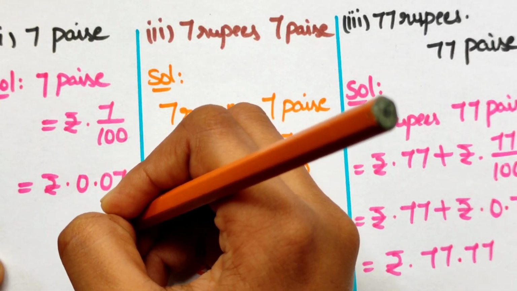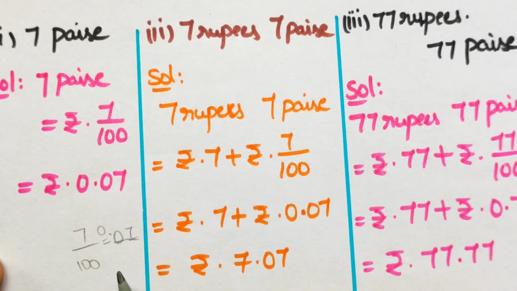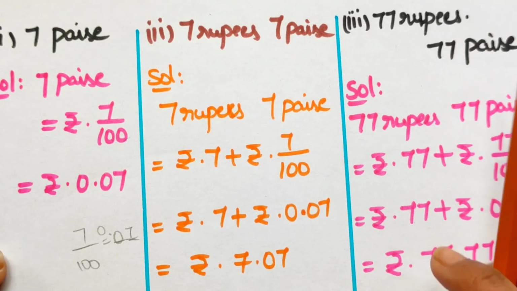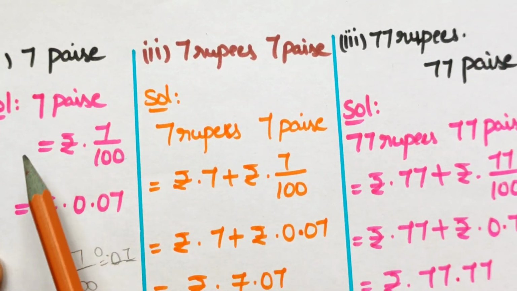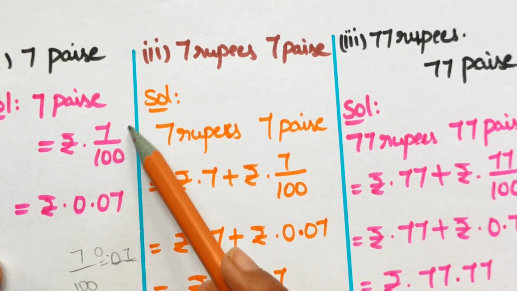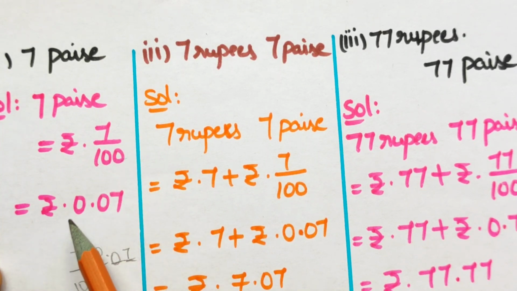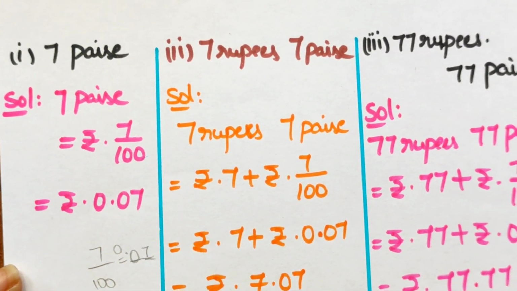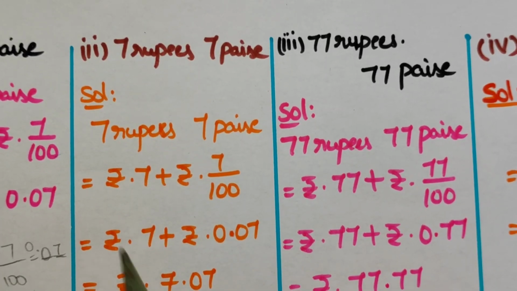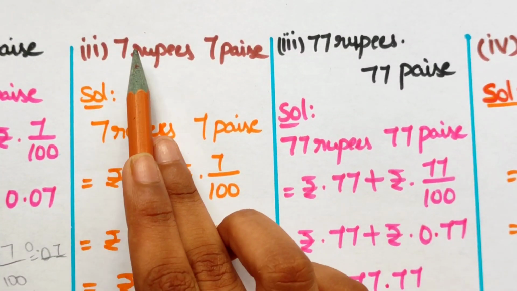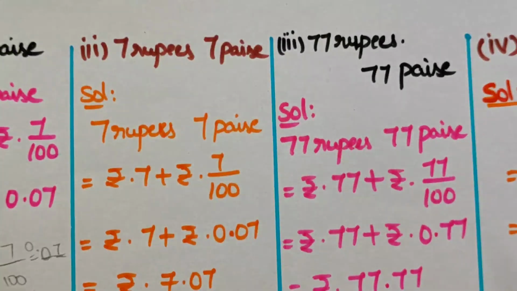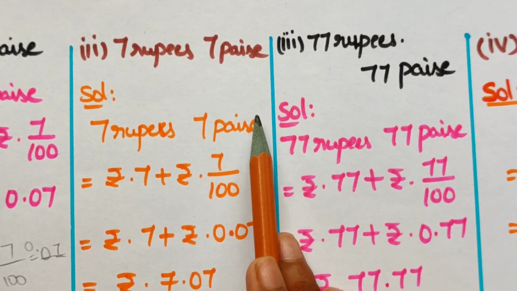Now 0.07, or it can be spelled as 0.07 anyway. So here 7 paise is equal to rupees 7 by 100, which is equal to rupees 0.07. With this, the first bit gets completed. Okay friends, let us see the second bit: 7 rupees 7 paise.